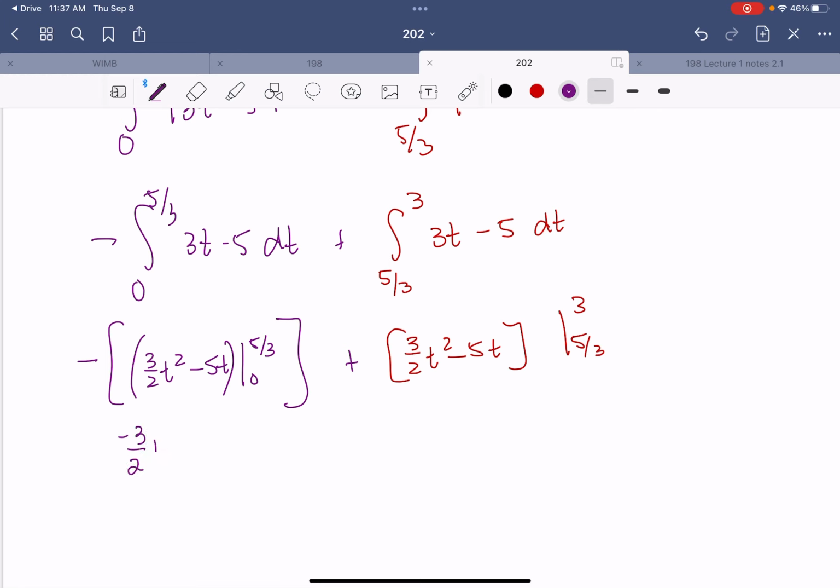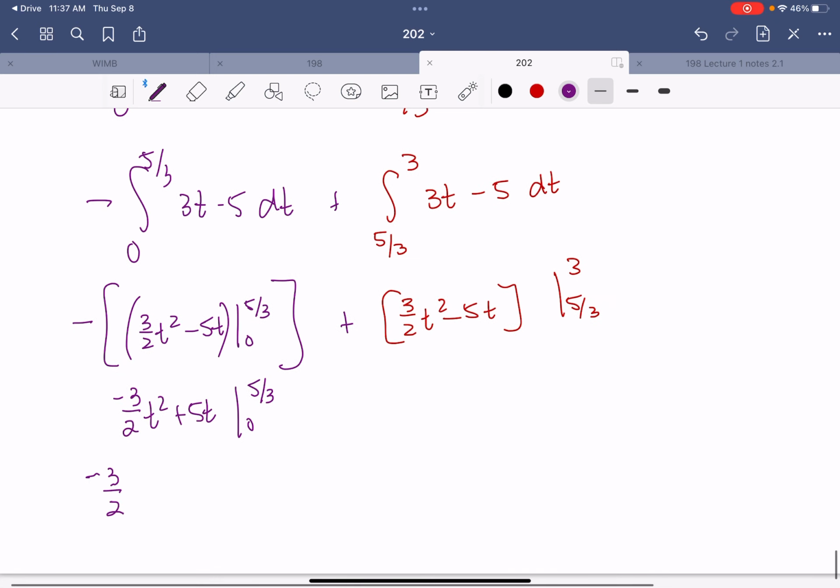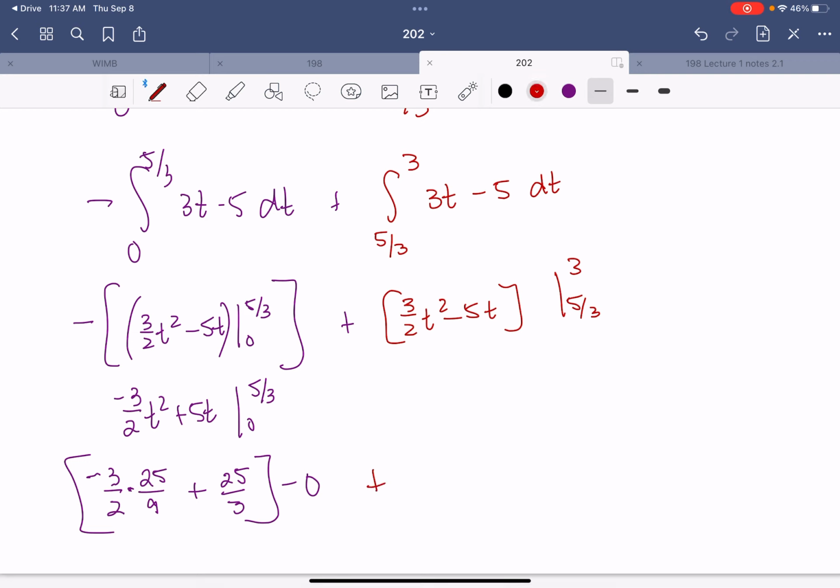So that's negative 3 halves t squared plus 5t evaluated from 0 to 5/3. So when I plug in 5/3, I get negative 3 halves times 25 over 9 plus 25 over 3. And when I plug in 0, I get 0. Over here, we get 3 halves times 5/3 squared, which would be 25 over 3, minus 25 over 3. Oh, sorry. Apologize. That's the second part. Let's try that again.